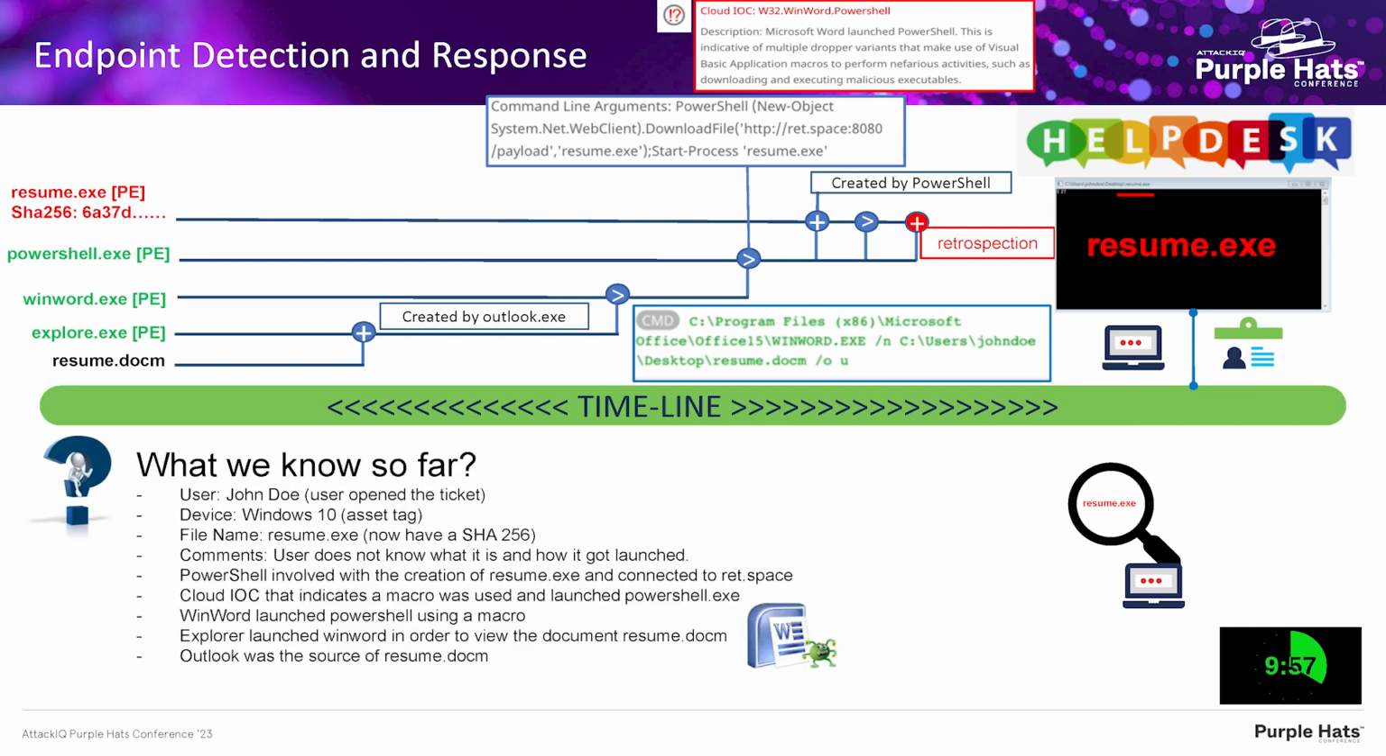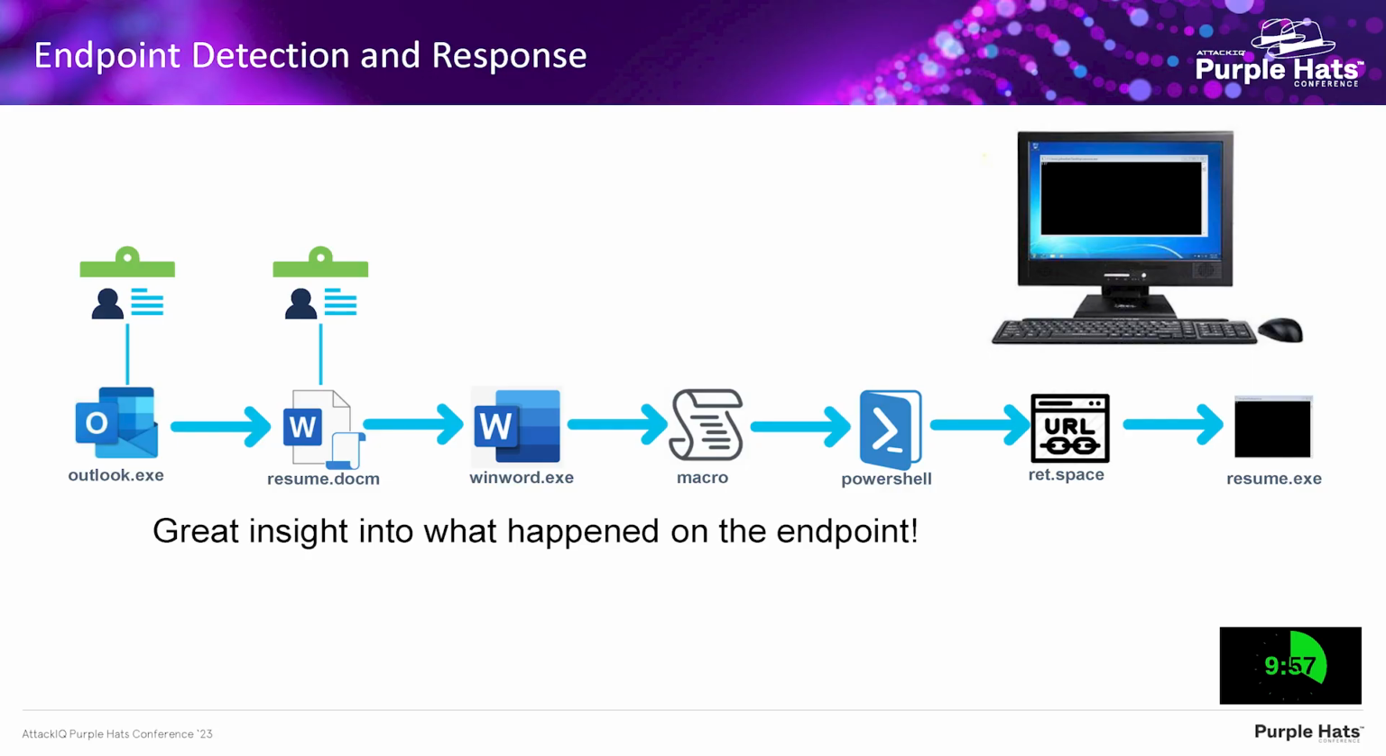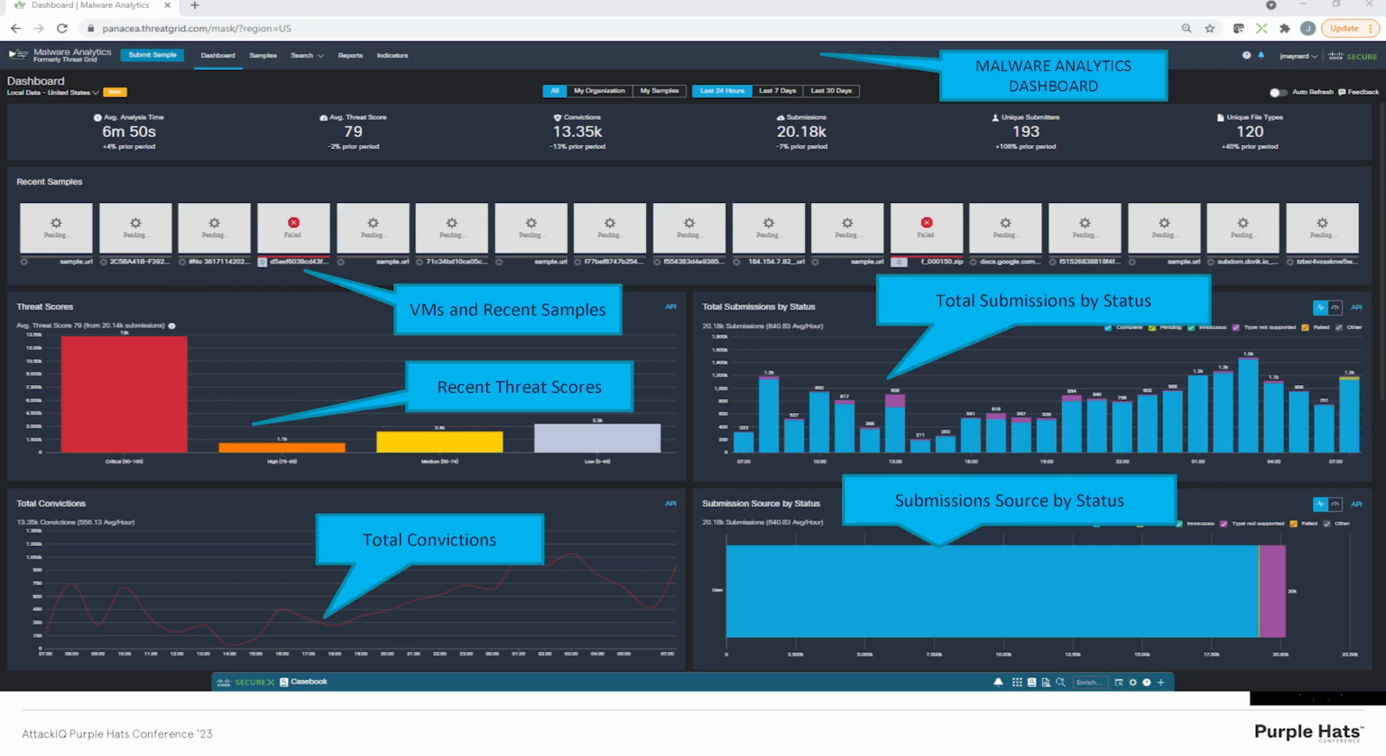Now for the endpoint, that's it. Like, that's all I can do on the endpoint detection response side of things. I can expand my investigation further, and we're going to do that because we don't have all the answers we need, but we do have some good insight. We know John Doe used Outlook, that he double clicked resume doc m, Windward was launched, macro was enabled, PowerShell was used to go to ret.space and download and start resume.exe. Pretty neat. So great insight on the endpoint, but let's expand this.